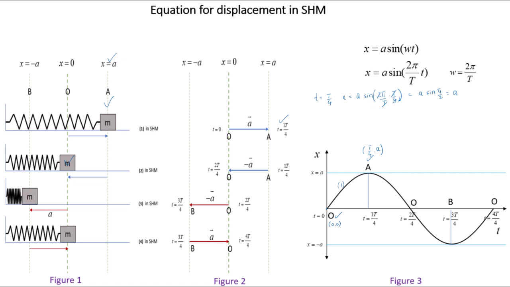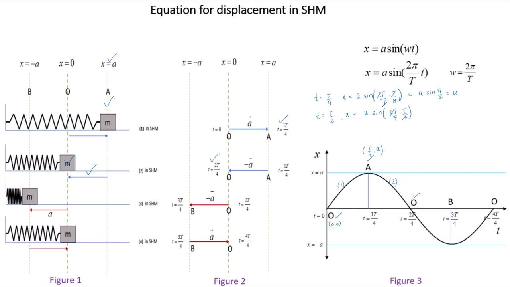Let's now talk about part 2, the second quarter of the cycle, when the particle is moving from point A to the central point O. The object is at point O at time t equals 2T over 4. So we're talking about this point O, and let's see what value of x we get from the function. At time t equals 2T over 4, which is T over 2, what's the value of x we get? So x will be equal to A sine of omega, 2 pi over T, times T over 2.